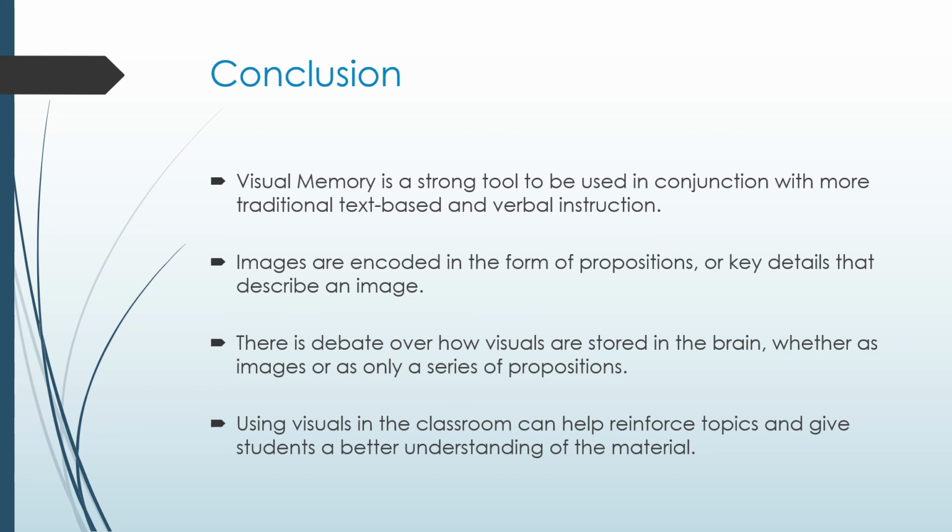Visual memory is a strong tool to be used in conjunction with more traditional text-based and verbal instruction. Images are encoded in the form of propositions or key details that describe an image. There is debate over how visuals are stored in the brain through the dual code theory or the unitary theory. And using visuals in the classroom can help reinforce topics and give students a better understanding.